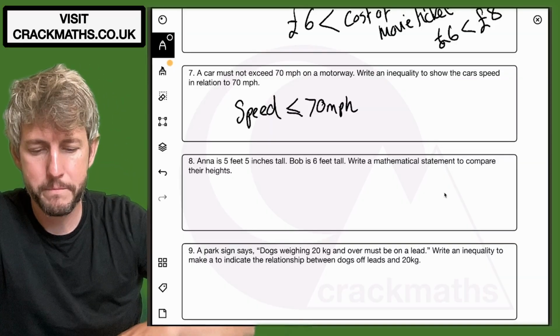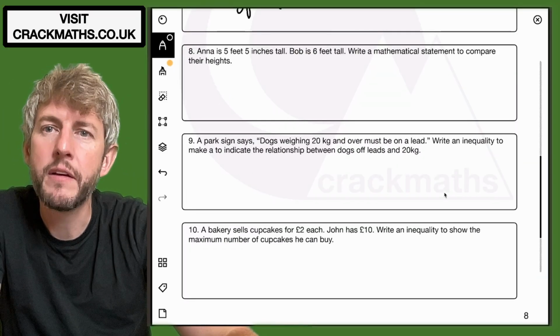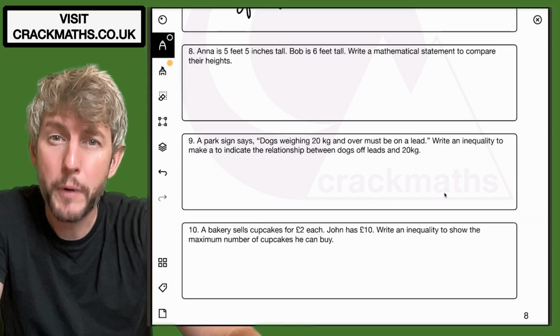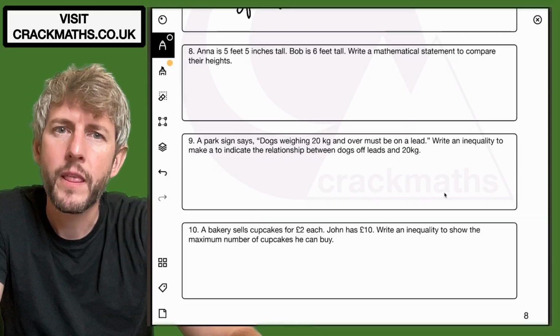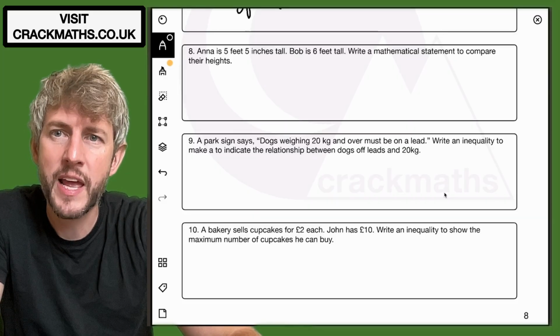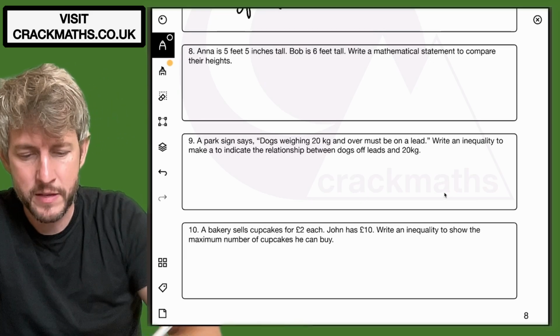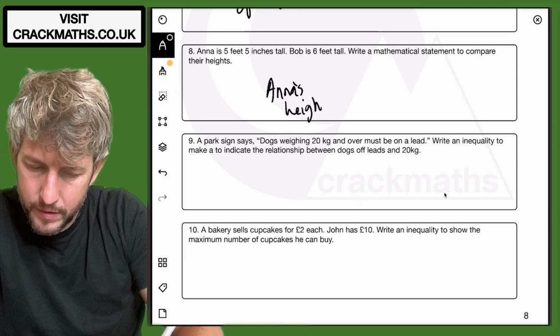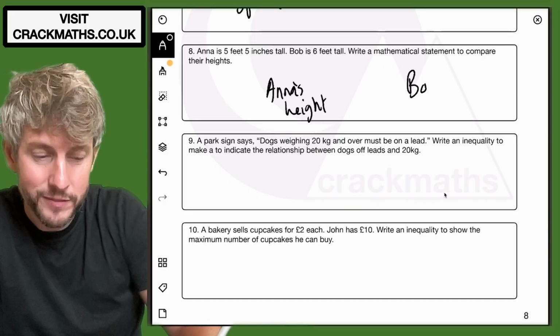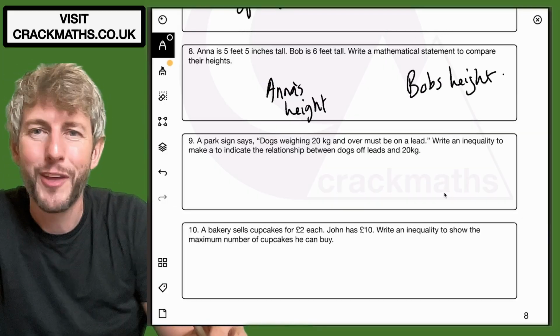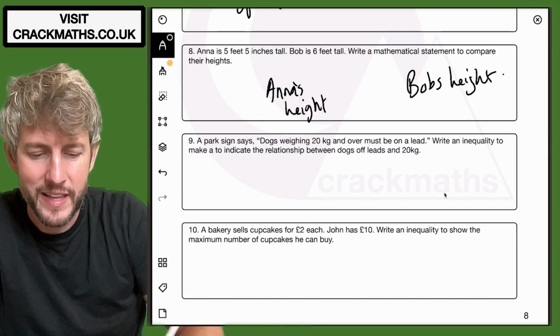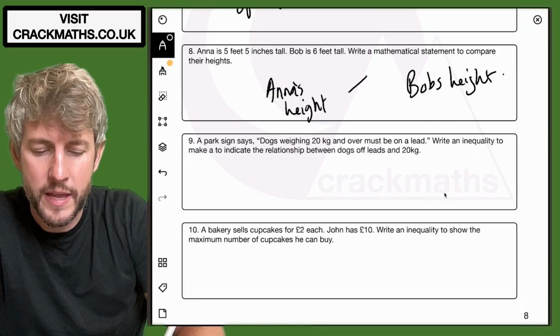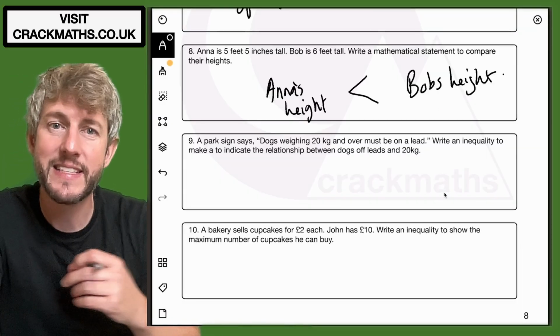Okay, there we go. Anna is 5 feet 5 inches tall. Bob is 6 feet tall. Write a mathematical statement to compare their heights. So we've got Anna's height on one hand, and we've got Bob's height on the other. Anna is smaller than Bob, so we'll say Anna's height is less than Bob's height.